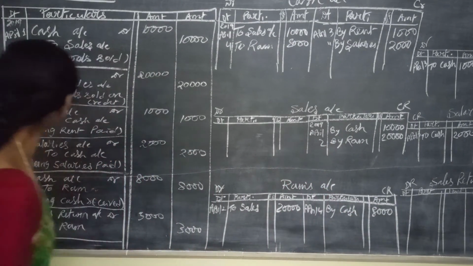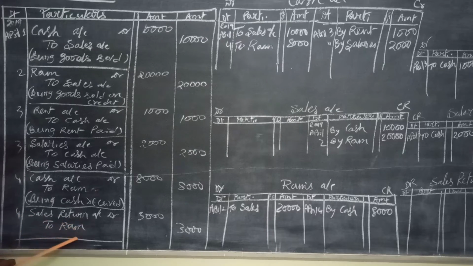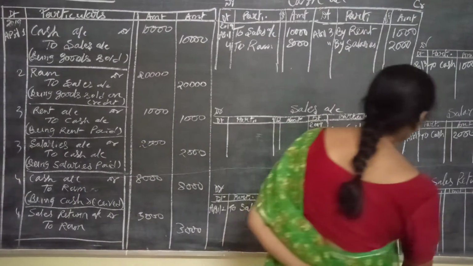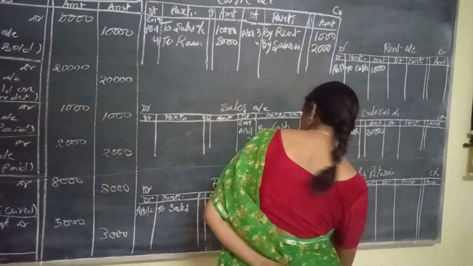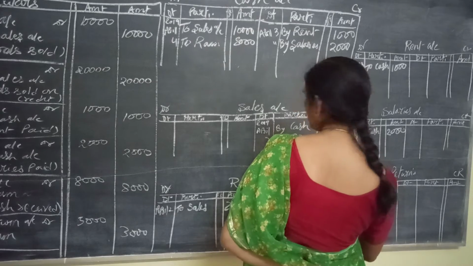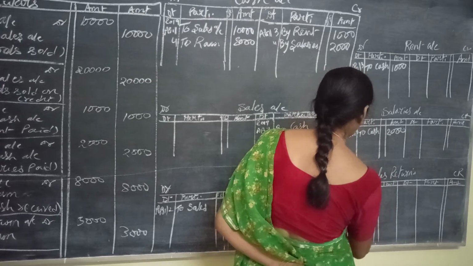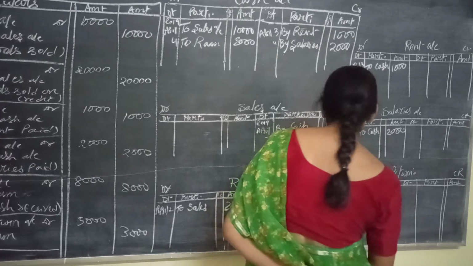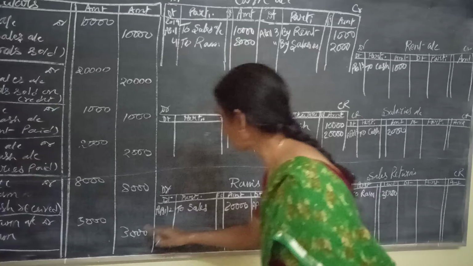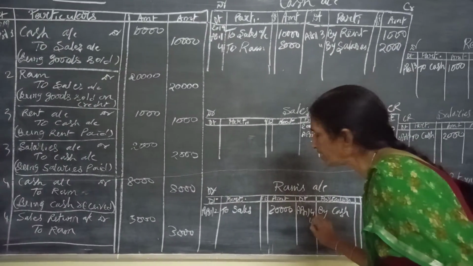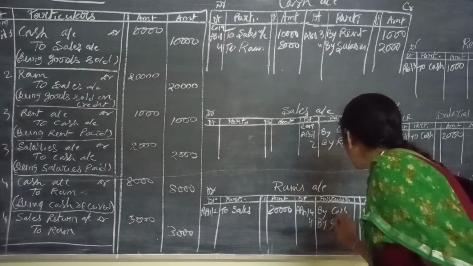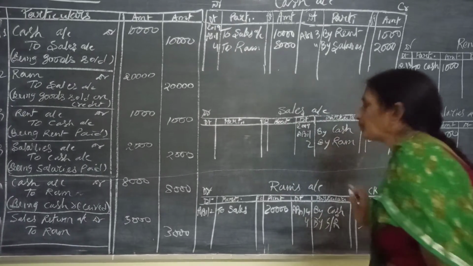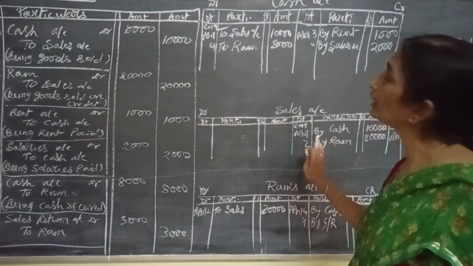And next, on the same date, April 4th, sales returns to Ram. Go to the sales returns account, debit side. Write the date April 4th, to Ram, 3,000 rupees. Again go to Ram's account. Here Ram's account is being credited. Go to the credit side of Ram's account: by sales returns account, rupees 3,000. This is how to post the transactions from journal to ledger.